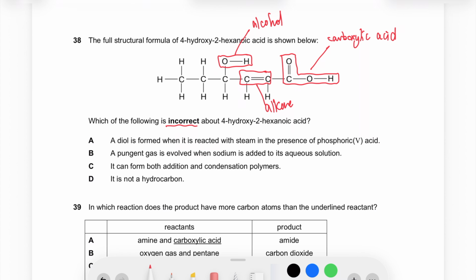So it's under hydration. Meaning your C=C double bond will become C and C, and there will be OH. So now you have 2 alcohol. Seems okay. A pungent gas evolved when sodium reacts with this solution. No, you'll form hydrogen gas. So it's not pungent. Hydrogen gas is not pungent. You can form from addition and condensation polymer.